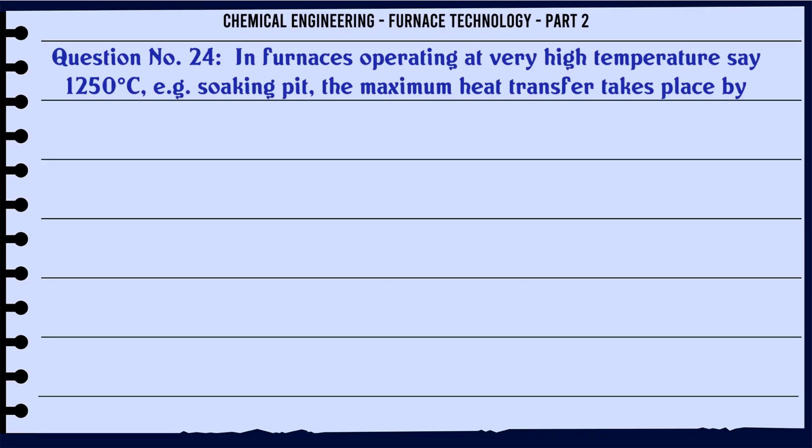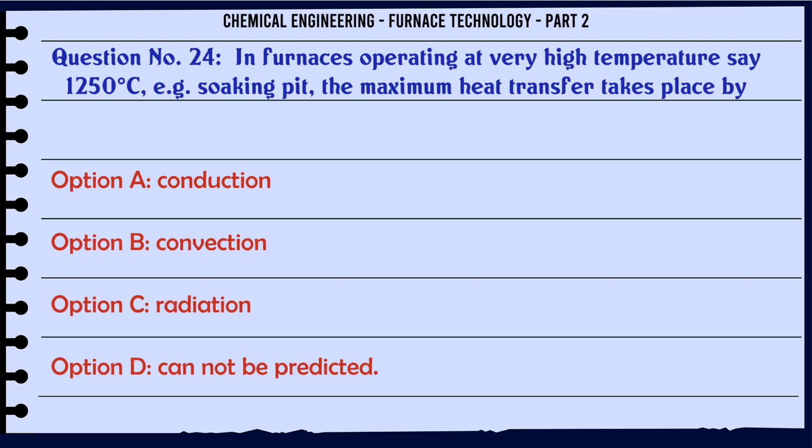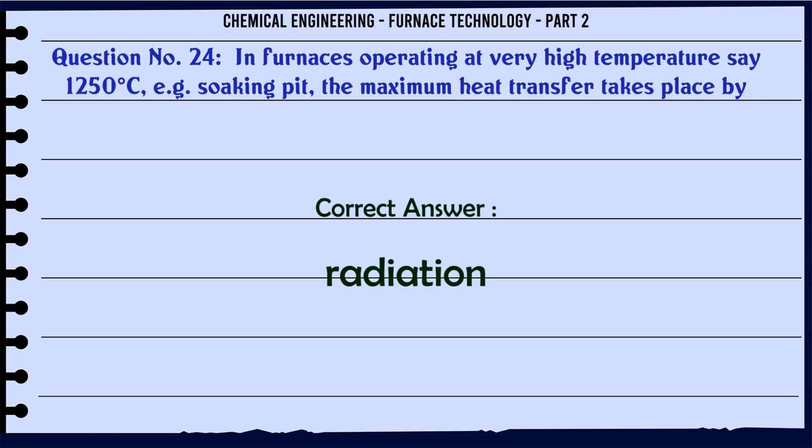In furnaces operating at very high temperature, say 1250 C, e.g. soaking pit, the maximum heat transfer takes place by A. Conduction. B. Convection. C. Radiation. D. Cannot be predicted. The correct answer is radiation.